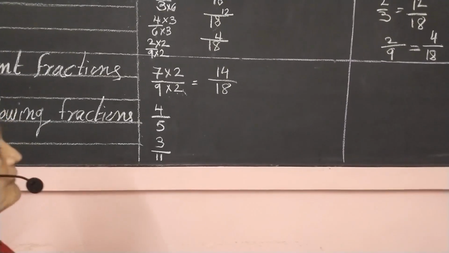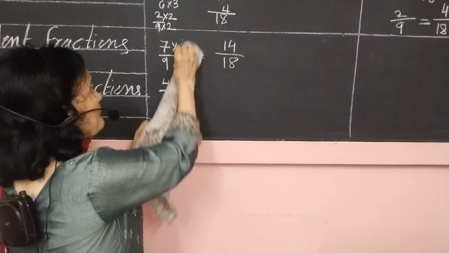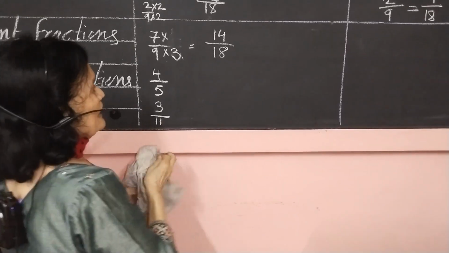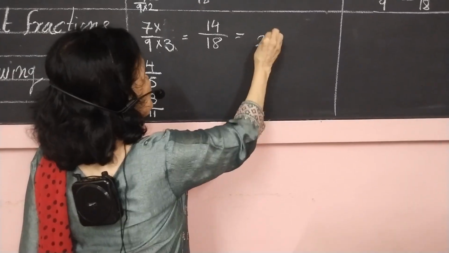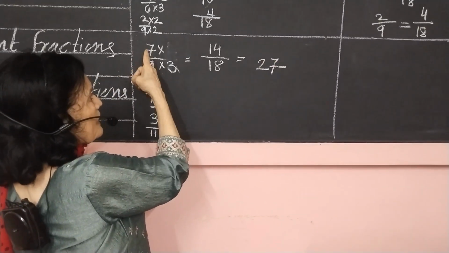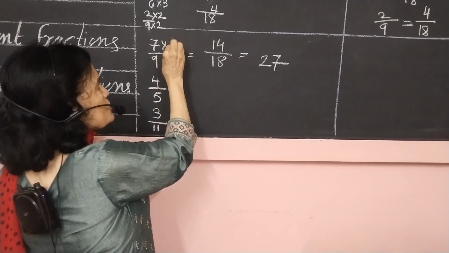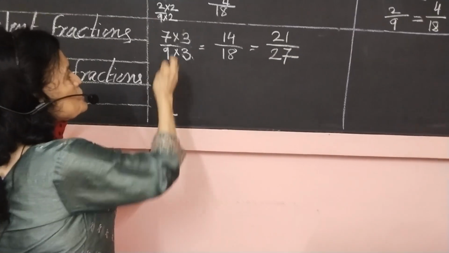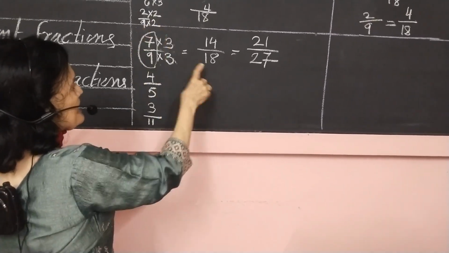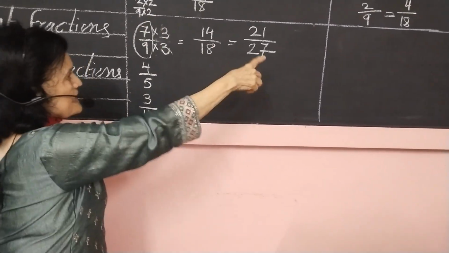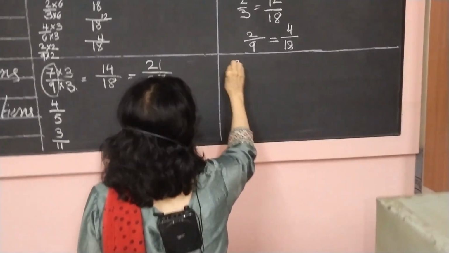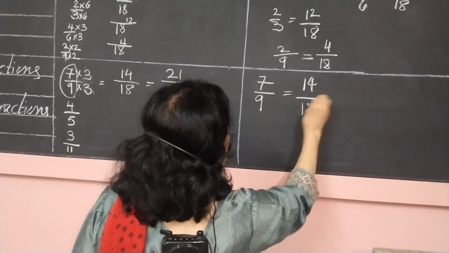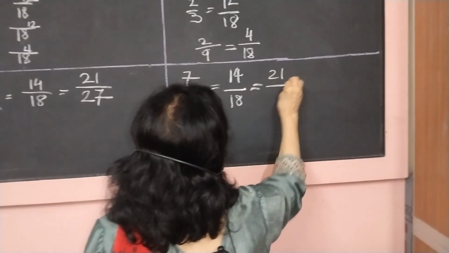Now next one we will come to. If we multiply 9 by 3, then we get 9 3s are 27. But then we will have to multiply the numerator also by 3, and hence we will get 7 3s are 21. So 7 upon 9 has got two equivalent fractions, and the answer which we will have to write is 7 upon 9 is equal to 14 upon 18 is equal to 21 upon 27.